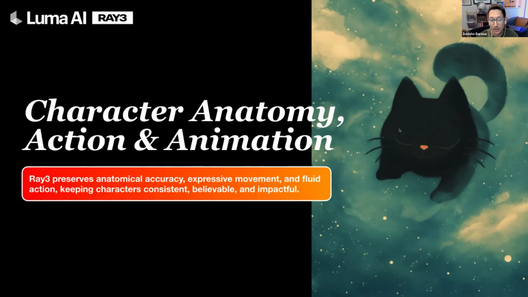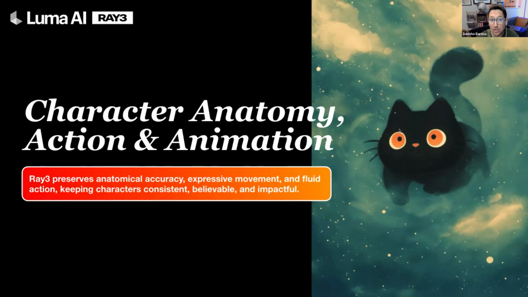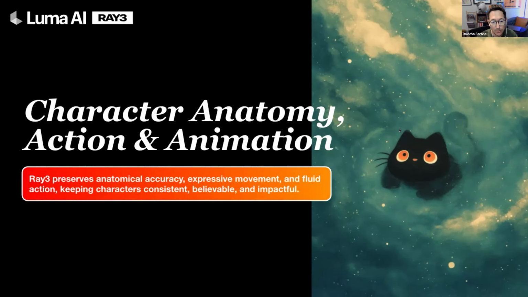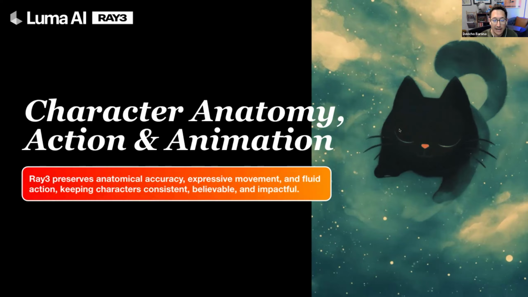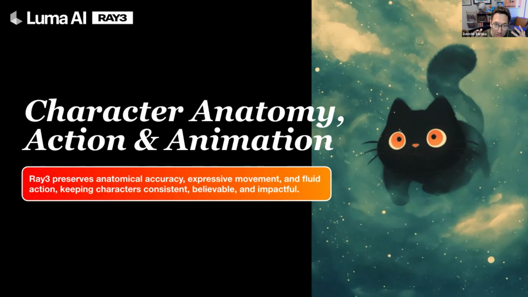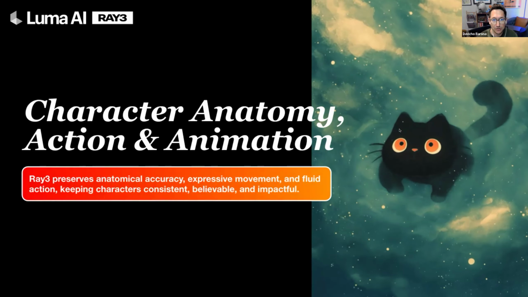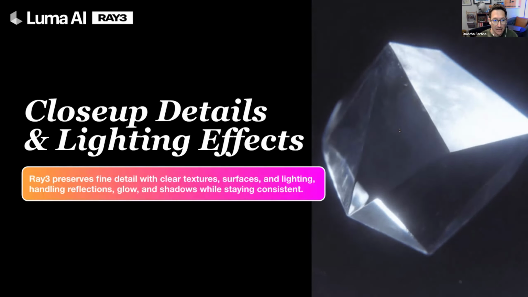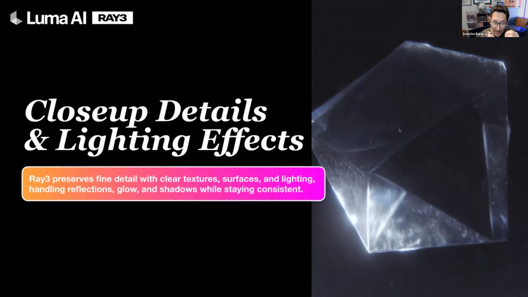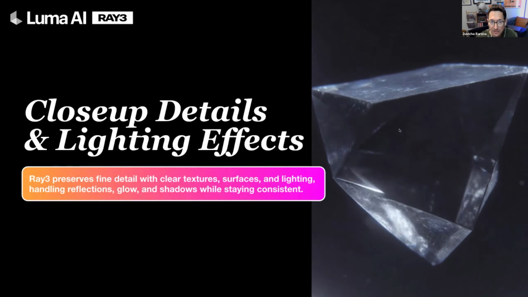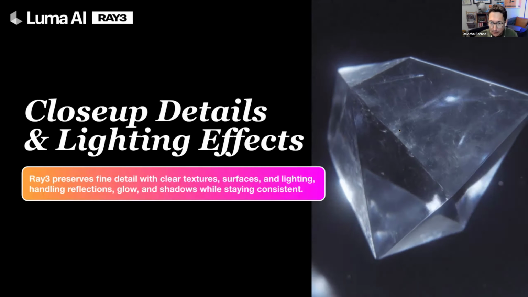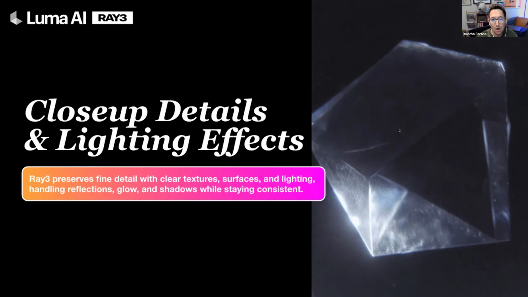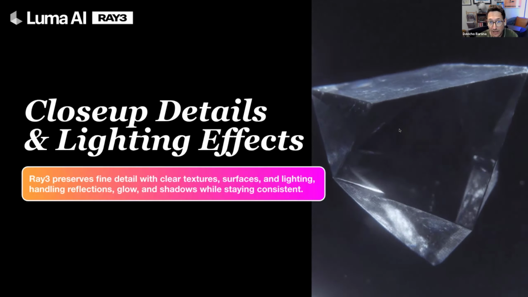And then touching on character anatomy, action sequences, animation, different art styles and art forms, and how it holds on to those styles, preserving anatomical accuracy, expressive movement, and fluid action sequences, keeping characters mostly consistent, believable, and impactful on screen. Then close-up details and lighting effects, the way it preserves really fine details, clear textures, and surfaces of all kinds, and lighting in general, reflections, glow, and shadows, all while staying really consistent and lifelike.